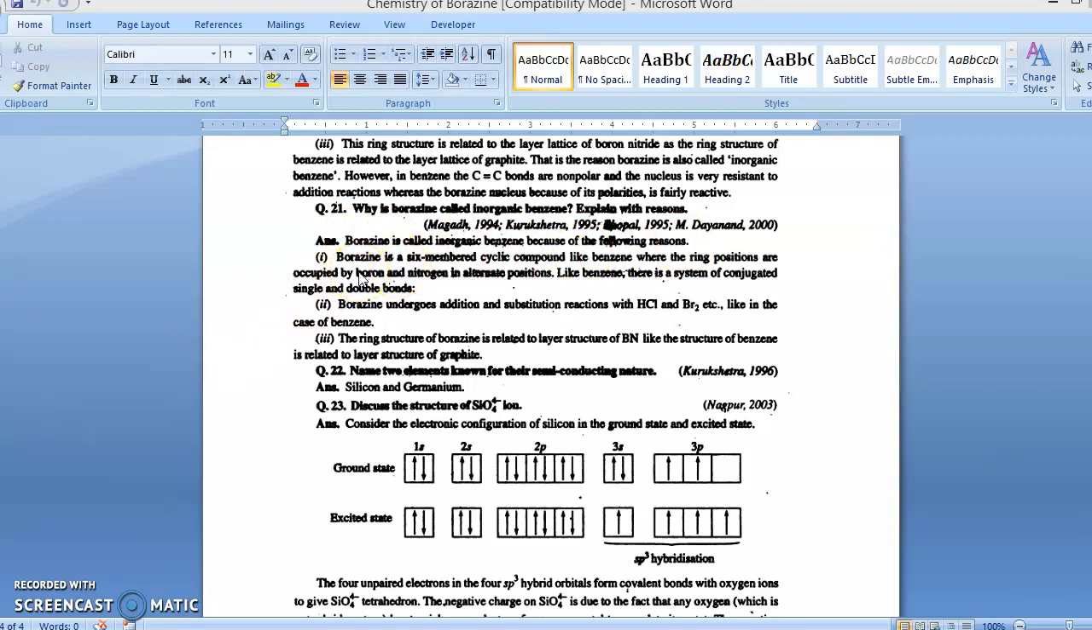So the first reason is borazine is a 6-member cyclic compound like benzene, where the ring positions are occupied by boron and nitrogen in alternate positions, and like benzene, there is a system of conjugated single and double bonds. Now borazine undergoes addition and substitution reactions with HCl and bromine, etc., like in the case of benzene. The ring structure of borazine is also related to the layer structure of boron nitrogen, like the structure of benzene. That is why it is called inorganic benzene.